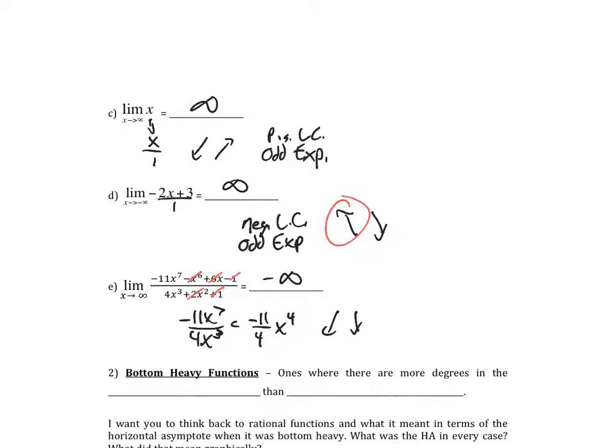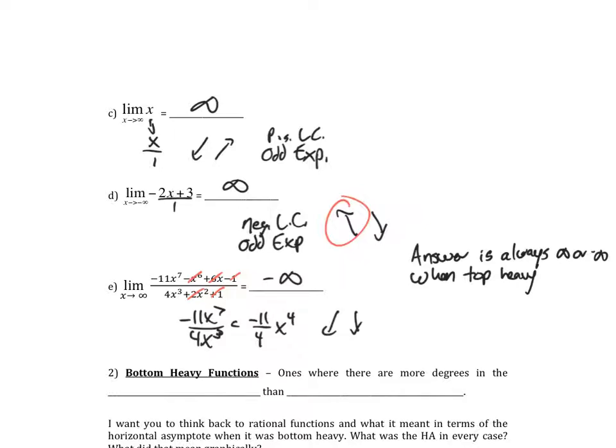Okay, so notice in this case for every answer we either had negative infinity or positive infinity. So that's a nice little trick to remember this. Or if you get stuck, it's always a 50-50 guess. Your answer is always infinity or negative infinity when top heavy.